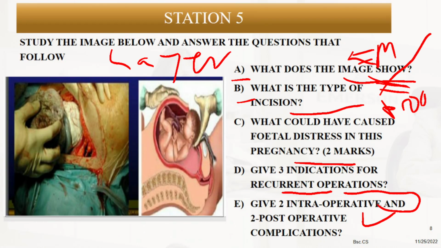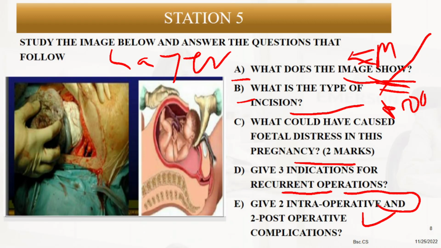Then you also need to know the advantages and disadvantages between a lower segment transverse and a classical C-section. So for lower segment cesarean section, the advantages are reduced blood loss, reduced risk of adhesions, and vaginal birth after cesarean section is okay.